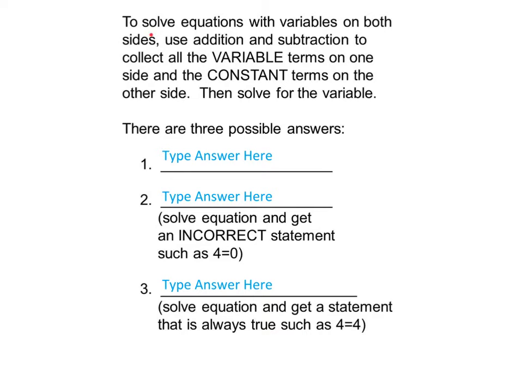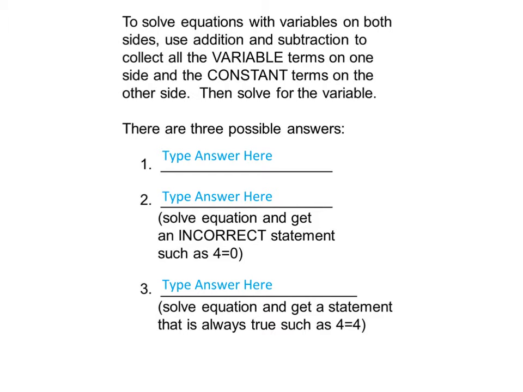To solve equations with variables on both sides, use addition and subtraction to collect all the variable terms on one side. It doesn't matter which side. And then you do addition and subtraction to get all the constants on the other side. Cannot be on the same side as your variables. Finally, solve for the variables using addition or multiplication or division.